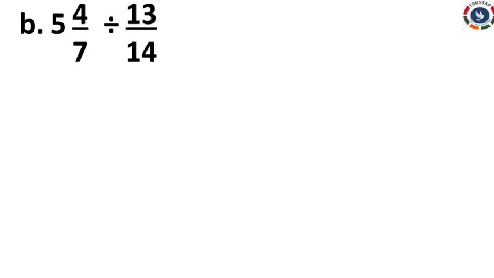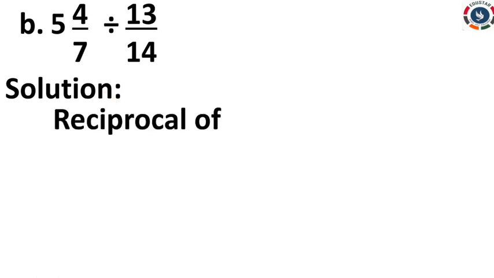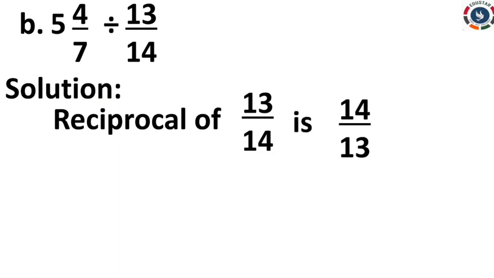Then one more example. B: 5 4 by 7 divided by 13 by 14. The same thing, write in the solution. First of all, you have to convert the second fraction to its reciprocal. So the reciprocal of 13 by 14 is 14 by 13. So take and write down the question once again: 5 4 by 7 divided by 13 by 14.